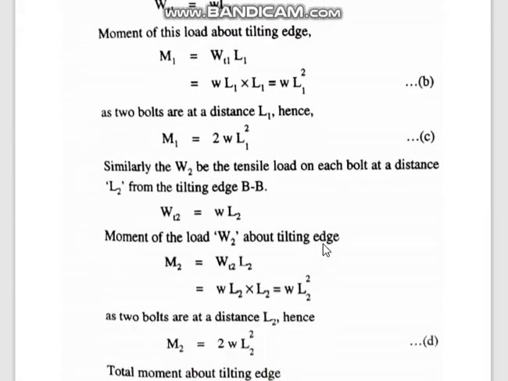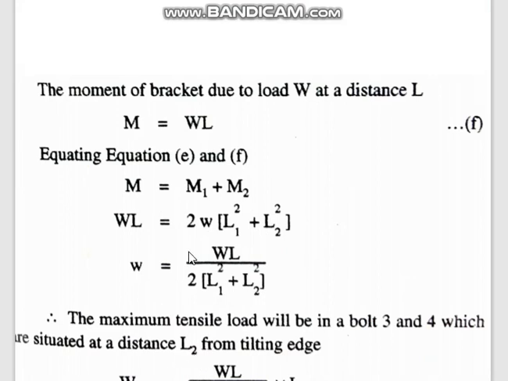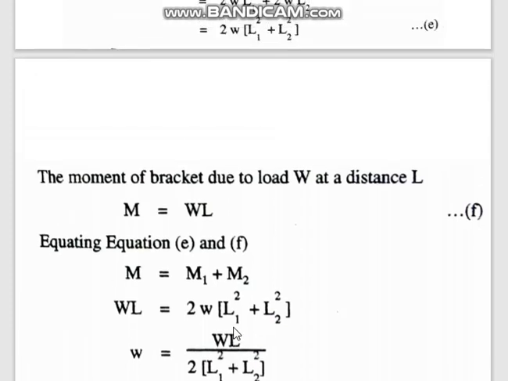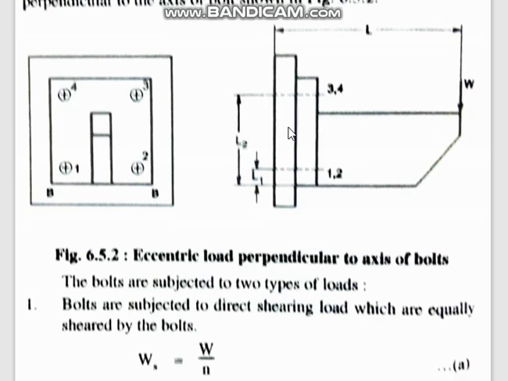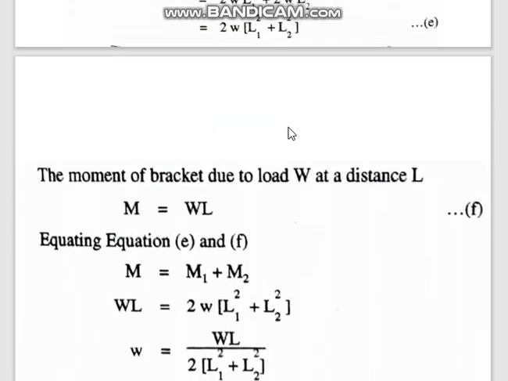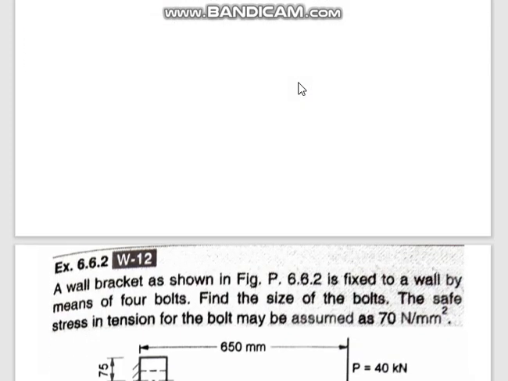There also we found small w, which is the same: WL upon 2 into L1 square plus L2 square. But in the first case, both were tensile stresses. In the second case, one is direct shear and the other is tensile stress because of the tilting. So we found out the principal loads, like this. Instead of sigma we put WT, and instead of tau we put WS. That way we can find the core diameter of the bolts.